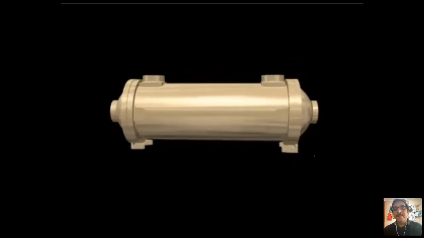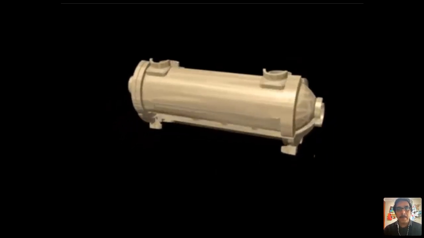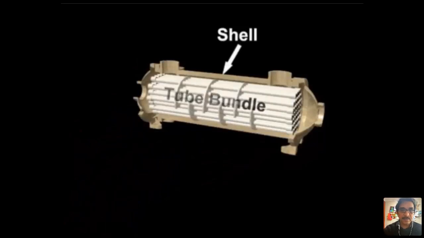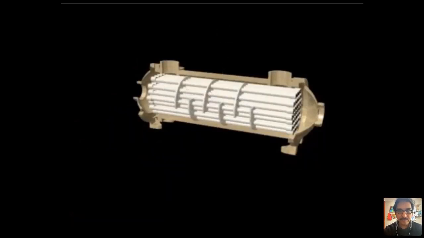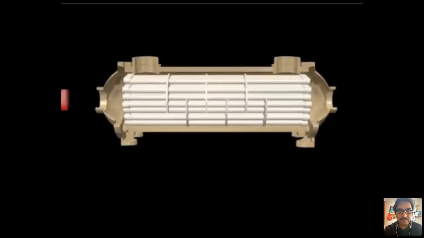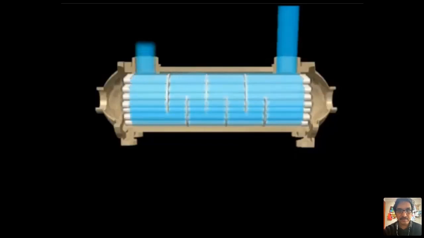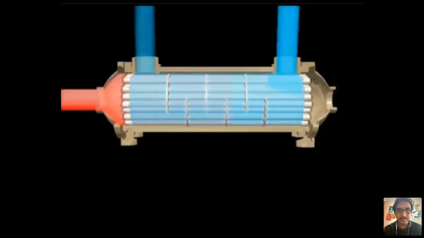A shell and tube heat exchanger consists of a bundle of tubes placed inside a larger tube which is called the shell. The tube fluid, usually the process fluid, flows through the tubes in one direction. The shell fluid, usually the utility fluid, flows through the shell and around all of the tubes in the opposite direction. This is called a countercurrent.